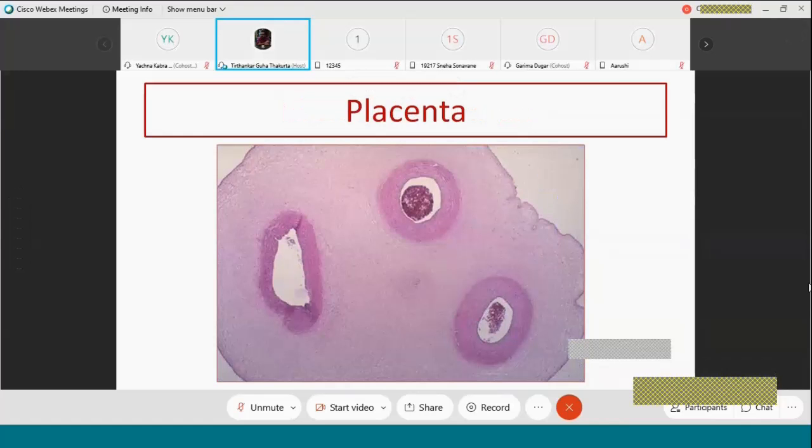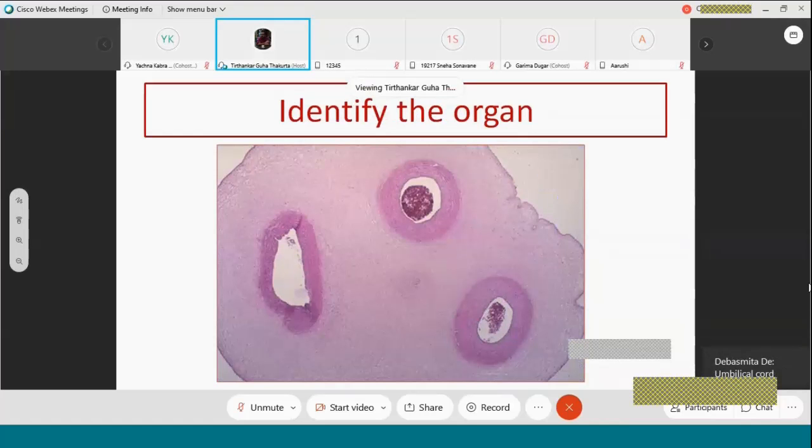What is this organ? Very good. This is the umbilical cord. You can see two arteries and one vein, and that is placed in a gelatinous material called the Wharton's jelly. So this is the umbilical cord.